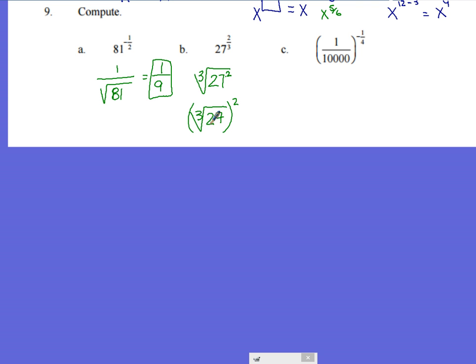So what times what times what gave me 27? Well, 3, and then square 3. 3 squared is 9. So pick the one that makes more sense. Make a smaller number before you make a bigger number.